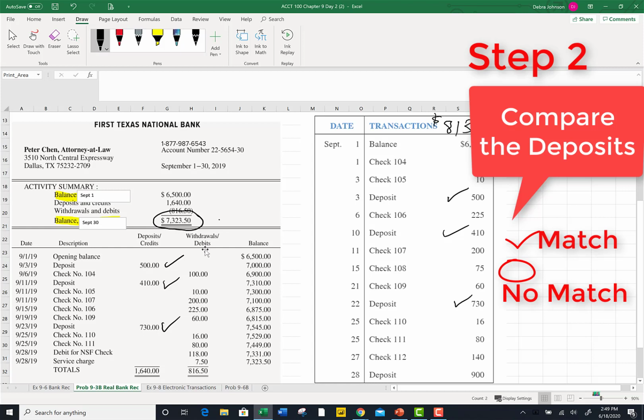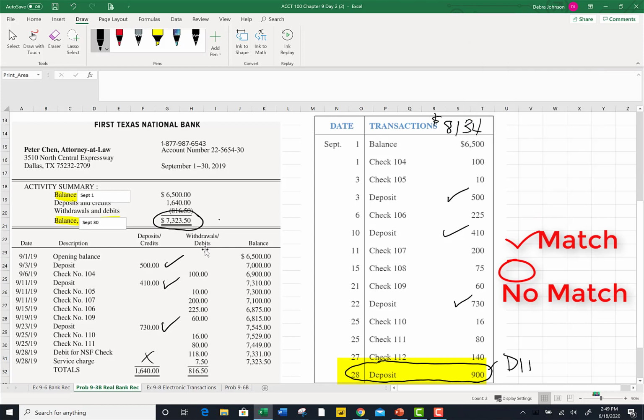And you'll notice that there's no more deposits on the bank side, but there is a $900 deposit on the book side. This is a deposit in transit.